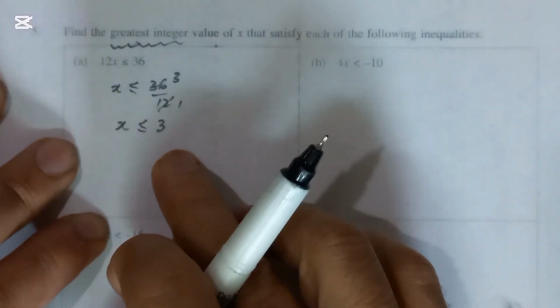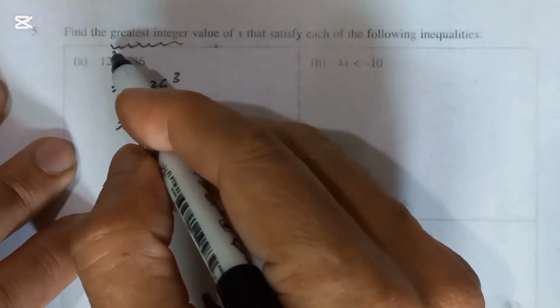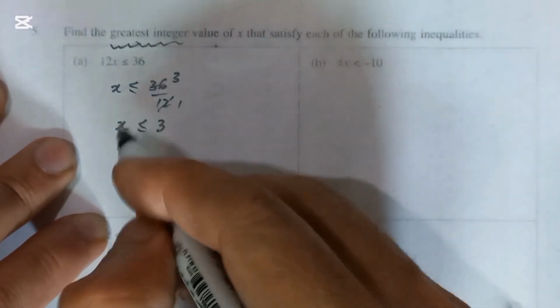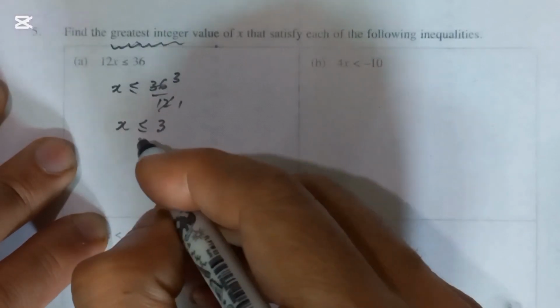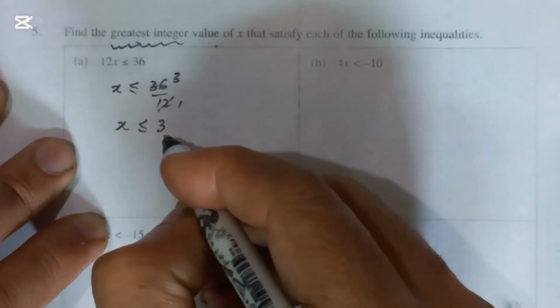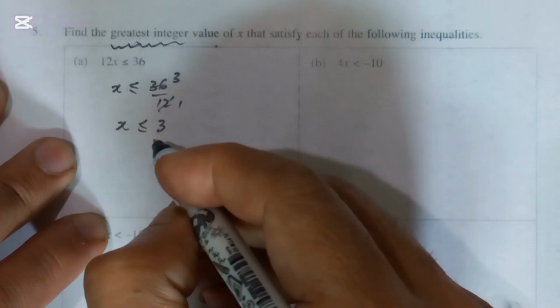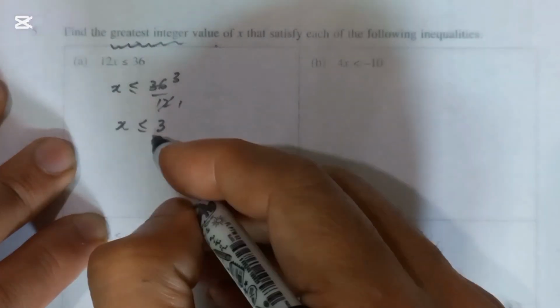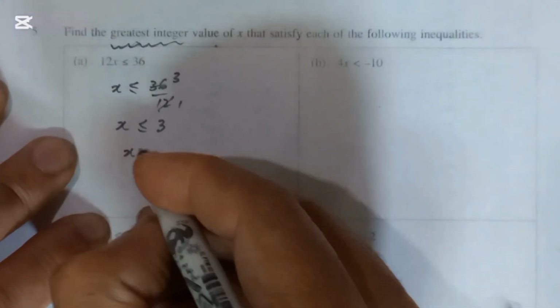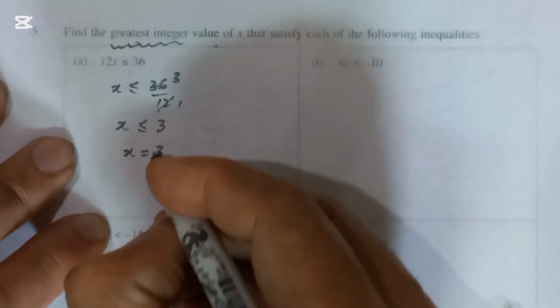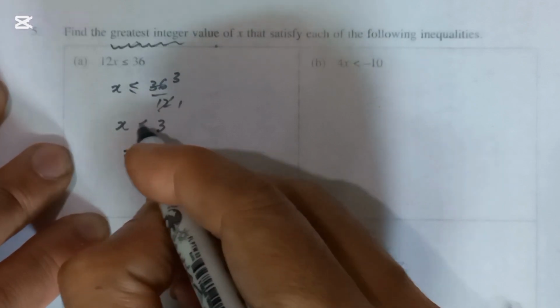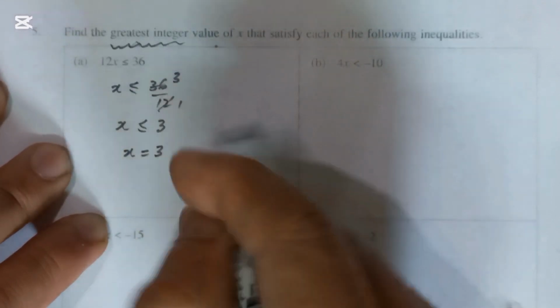This is the answer, but a further requirement is find the greatest integer. So we read this: x is smaller than or equal to 3. So what will be the greatest integer from here? The greatest integer definitely will be x is equal to 3, because the other values will be lesser. So this is the answer.